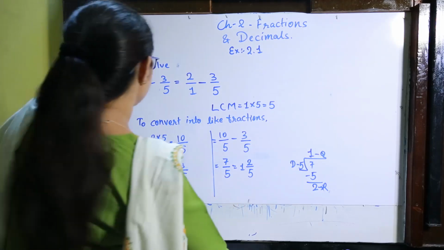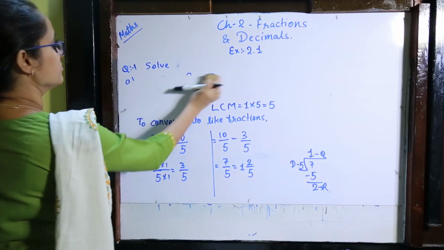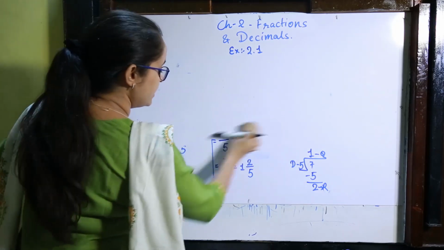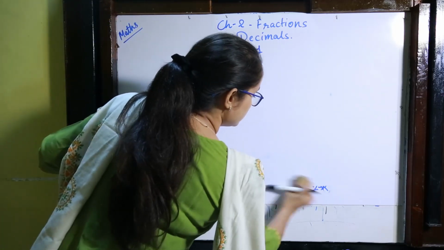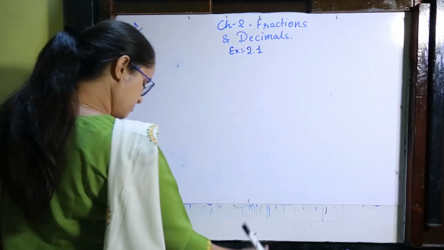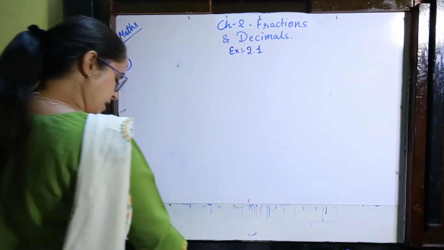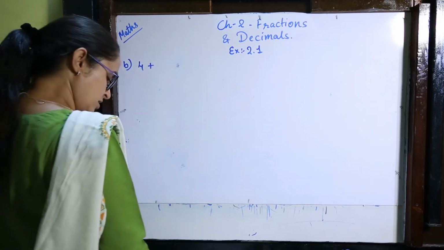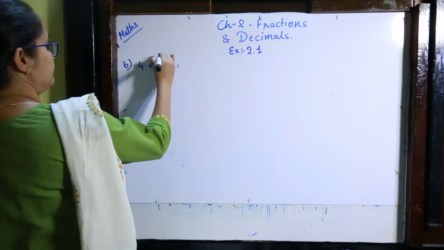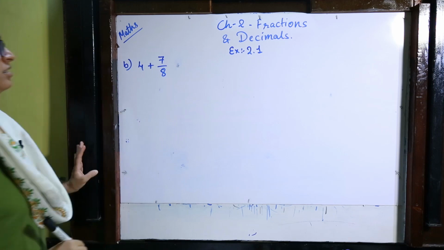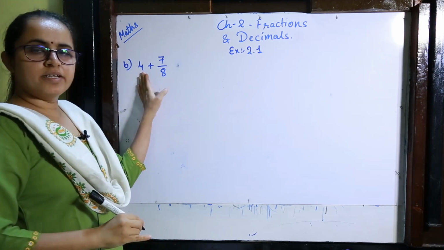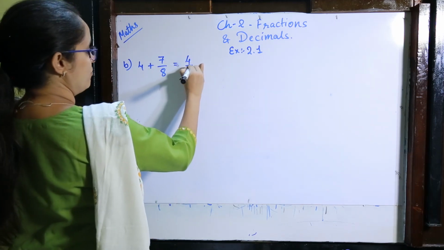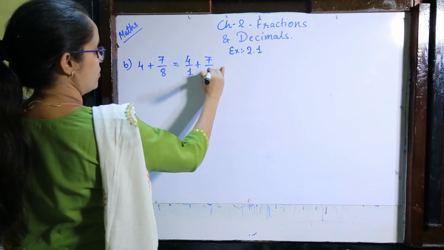Okay, now the second one. It is very easy, children. Now B. B is 4 plus 7 upon 8. Again, see children, here 4 is a whole number, so it has the denominator 1. So 4 upon 1 plus 7 upon 8.